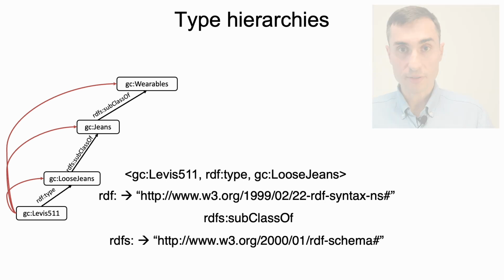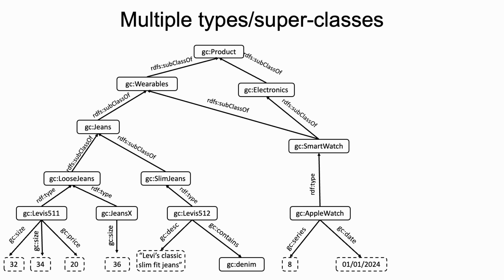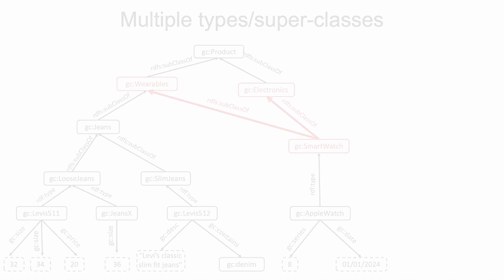as variables. And the third benefit of RDF that I wanted to highlight is that you can put entities under multiple types or classes, under multiple superclasses. For example, you can indicate that smartwatches is not only a subclass of wearables, it's also a subclass of electronics. In the next video, we will discuss in detail the benefits of forming these proper type hierarchies. But for now, let's pause and appreciate something very interesting about RDF.